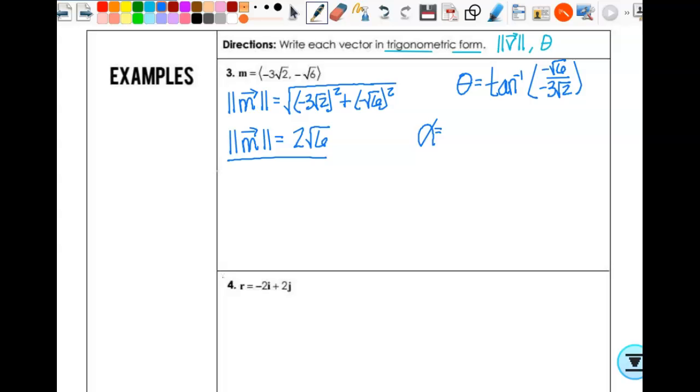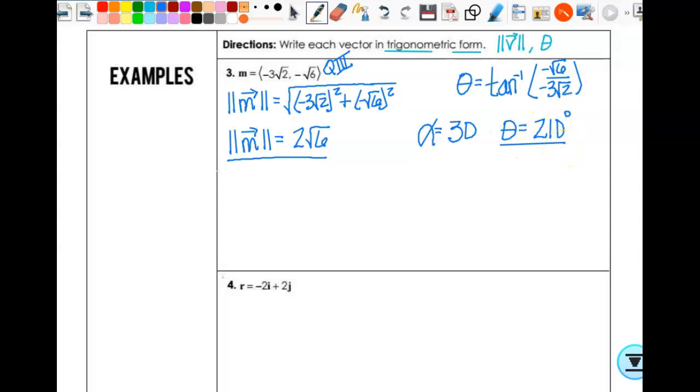What do you get for alpha? It's 30, because this would just reduce to square root of 3 over 3. All right, so then I have to ask myself, what quadrant am I trying to use here? The third. This puts me in quadrant 3. So to get to quadrant 3, what do I do with this 30? Add 180, so that gives me 210 degrees.